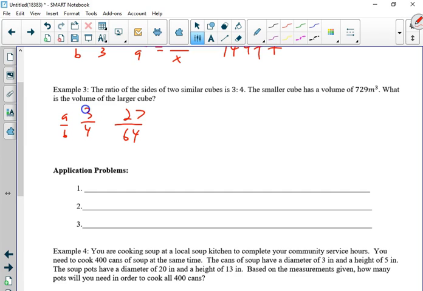Now I know the volume of the smaller cube is 729. So we put that there and solve for x. So we're going to do 729 times 64, and then divide by 27. That gives me 1728 cubic meters.